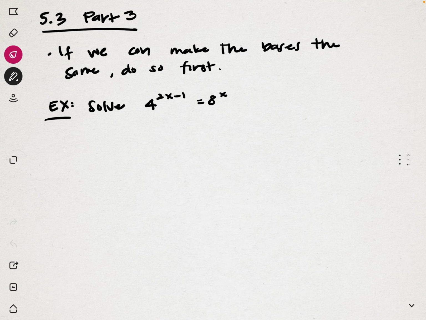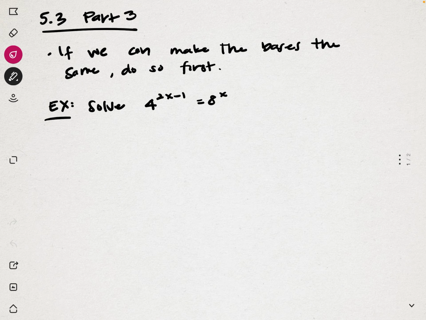So the key today's solving, it's an easier version of solving our exponentials. It's easier because we don't have to use logarithms yet to really get to where we need to get to. So the whole idea here is if we can make the bases the same, do so first.